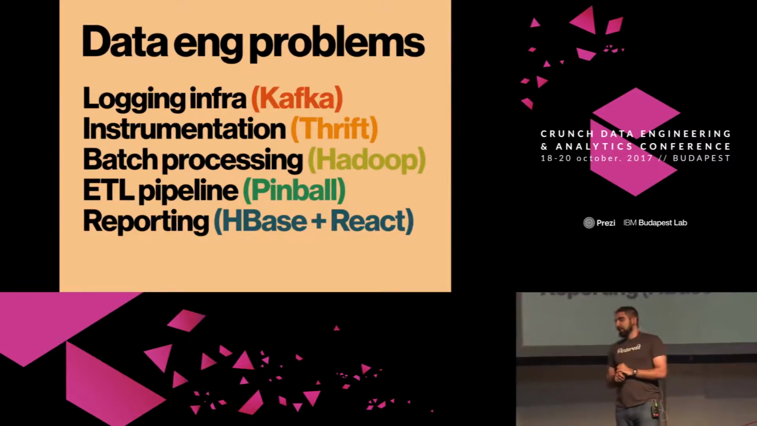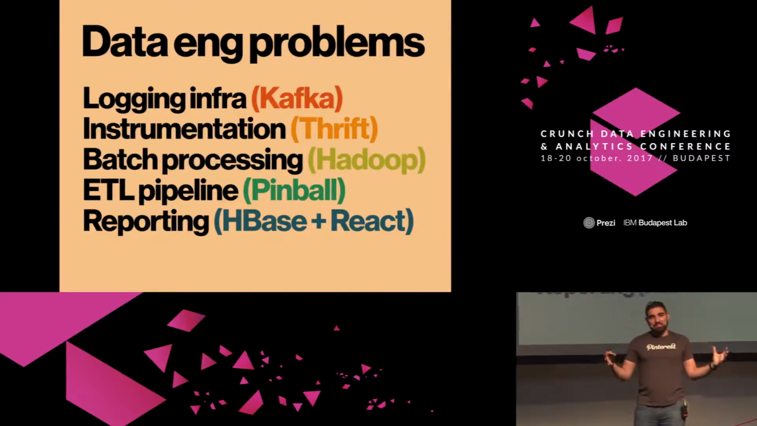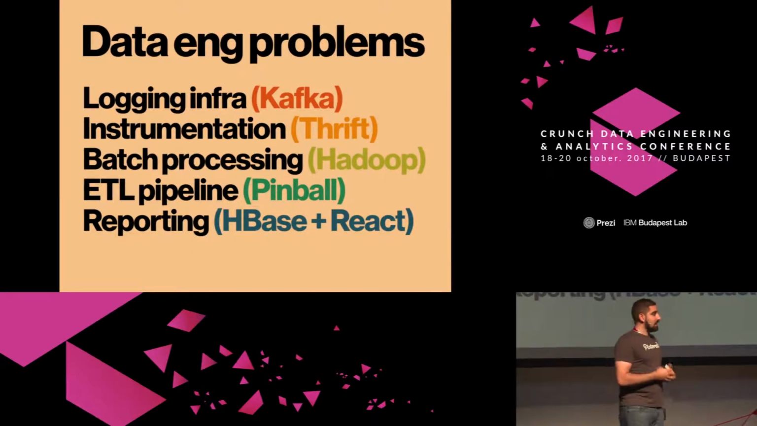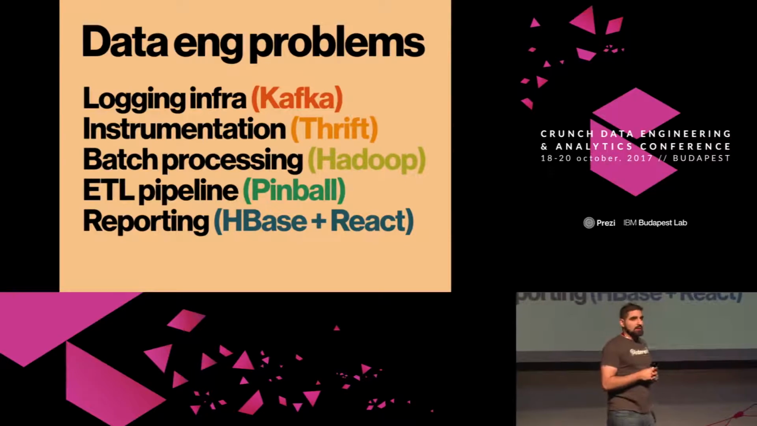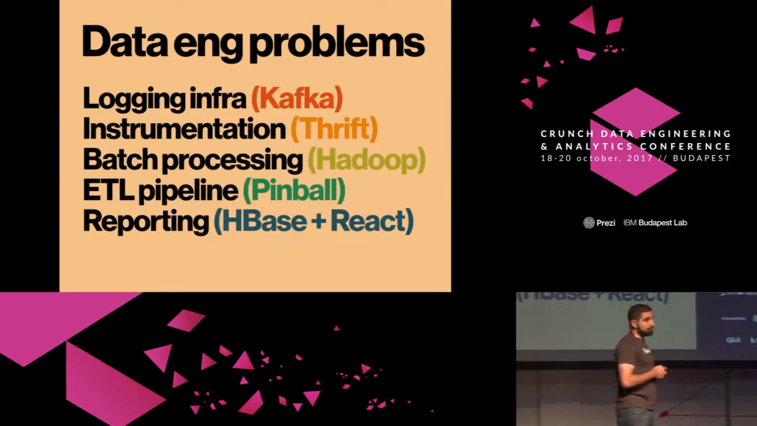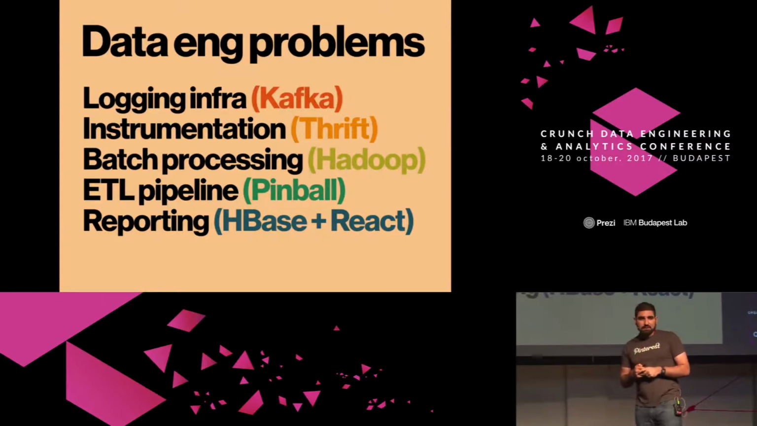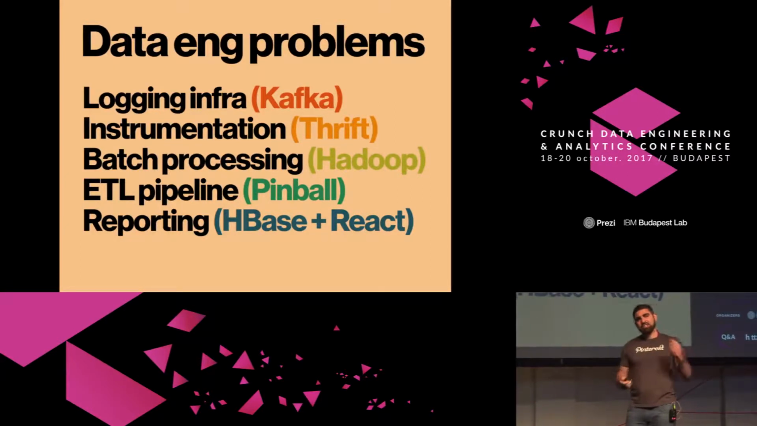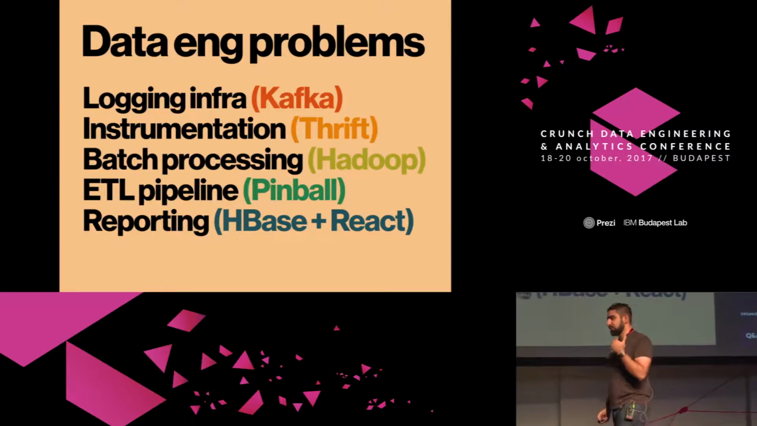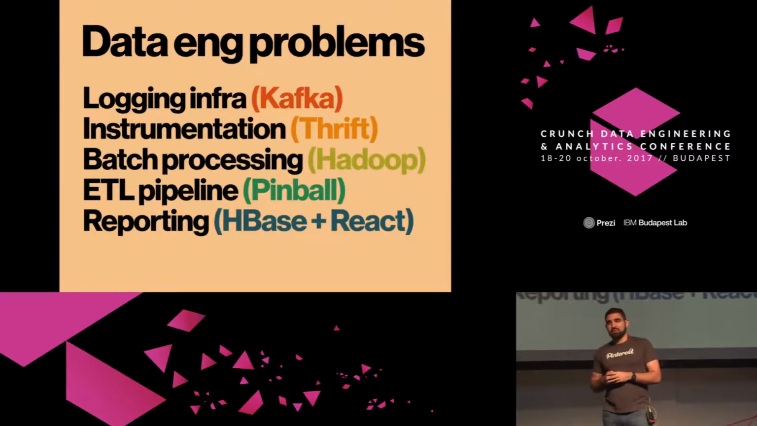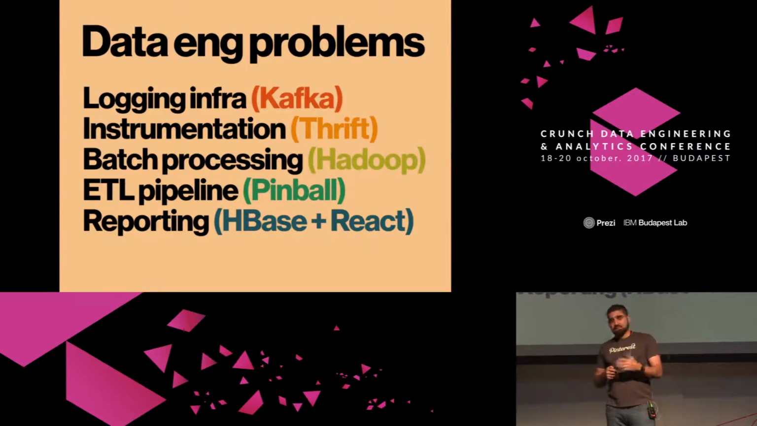And then creating an ETL pipeline. How do you actually schedule all these jobs and create dependencies between them? We actually created a system called Pinball internally, which we've open sourced. And finally, reporting is a big aspect too. People use things like Chartio and Tableau. We started off with some of those systems and eventually built our own system based off of HBase for the storage and React for the front end.